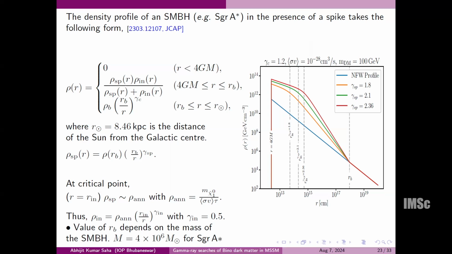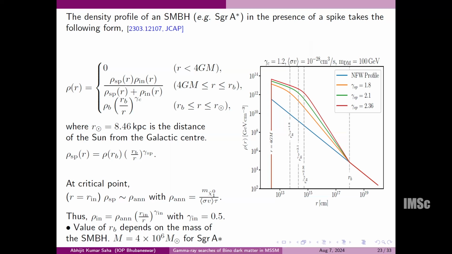Once you increase gamma_SP, the spike grows. See, this is the NFW up to R_B, where our profile matches with NFW. Then you switch on gamma_SP and you find an enhancement, which is almost 4 orders larger. What is gamma_SP? Gamma_SP is the spike parameter here. Rho_SP is the density at R_B, and rho_B means the density here, and then the spike.